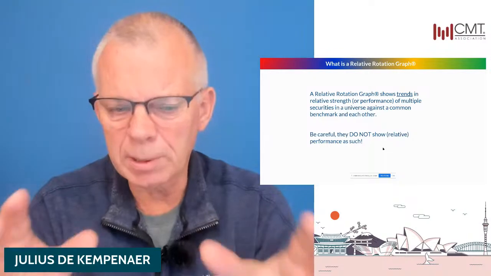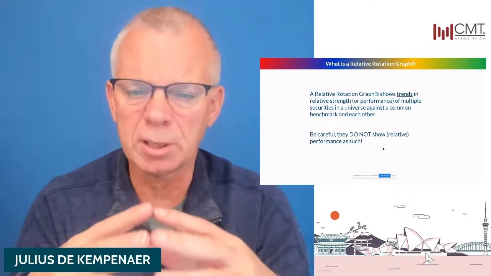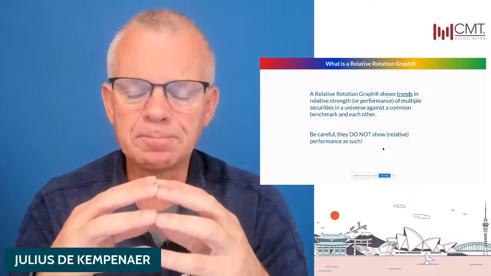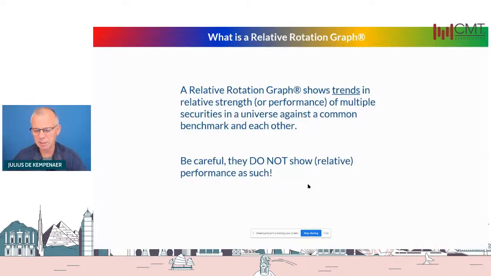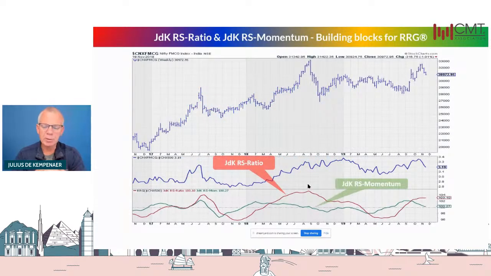Now, be careful, they don't show relative performance as such, so they're not showing relative price performance. They're looking for trends in relative performance. It's a subtle difference, but it's an important difference. How do we do that?